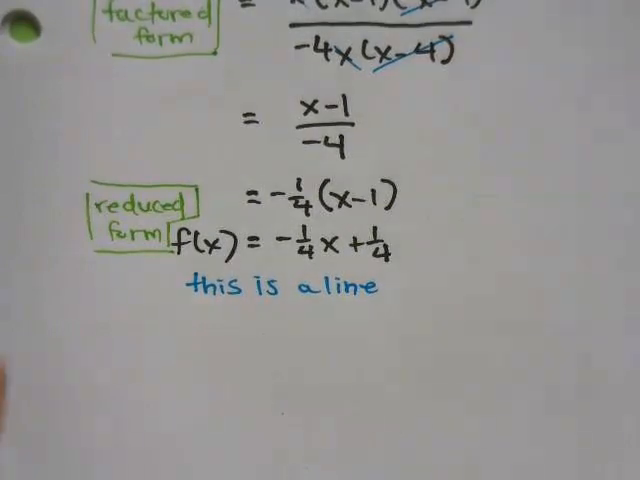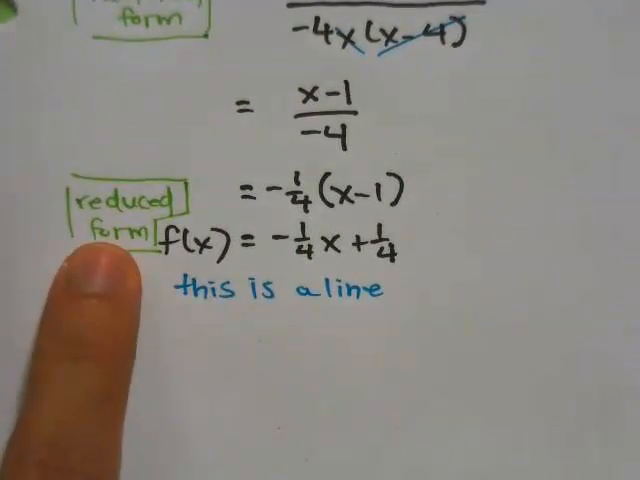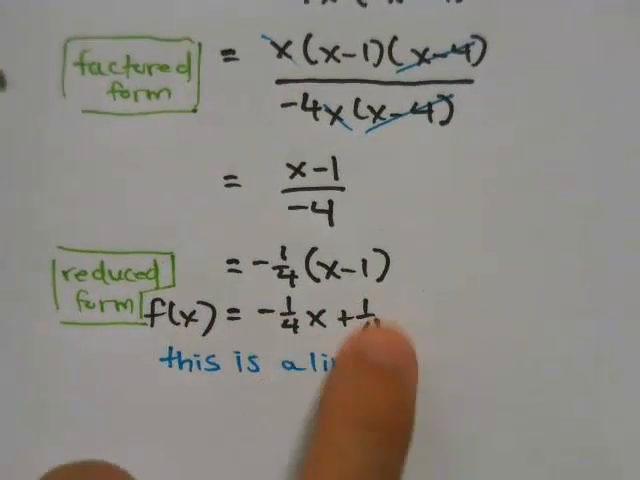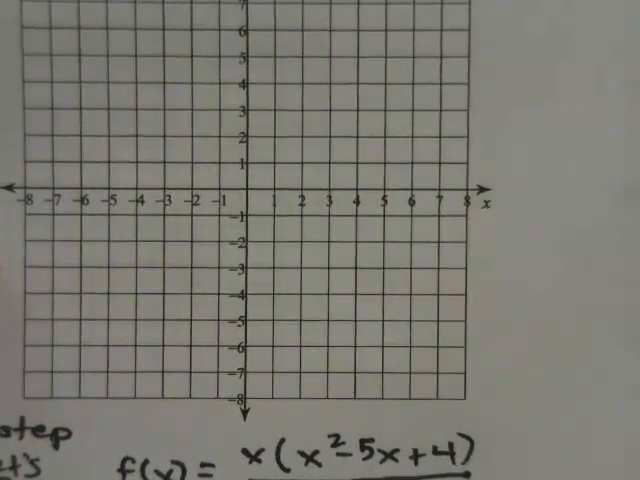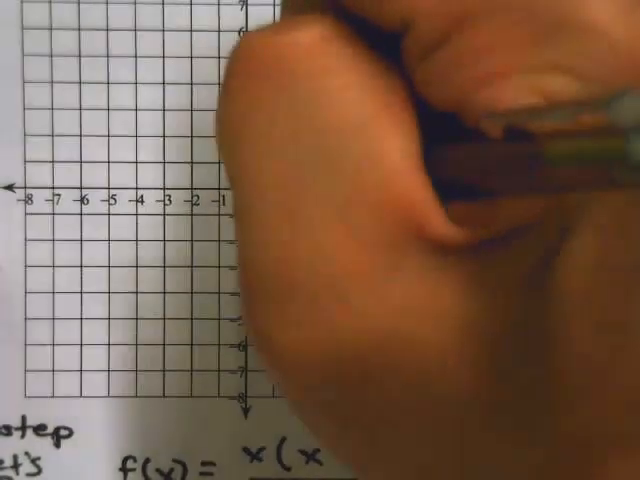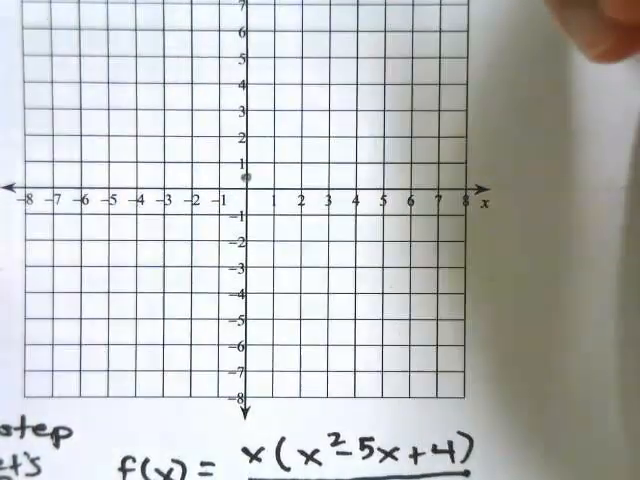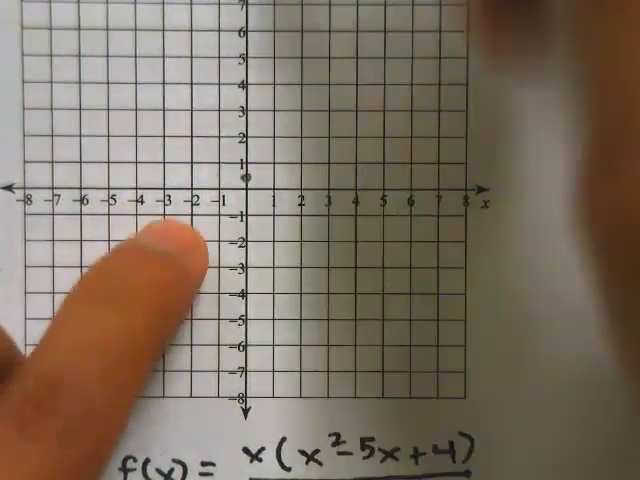The graph is not as big as I want it to be. Our y-intercept is at 1/4. Gosh, this is going to be painful. Let's just approximate that. And then our slope is 1 down, 4 to the right.